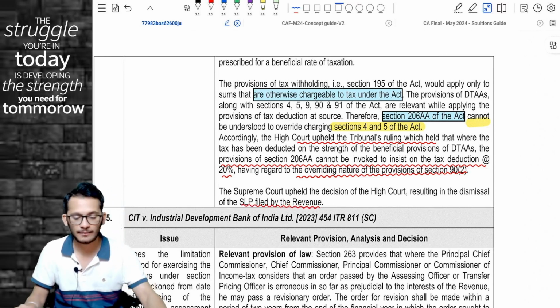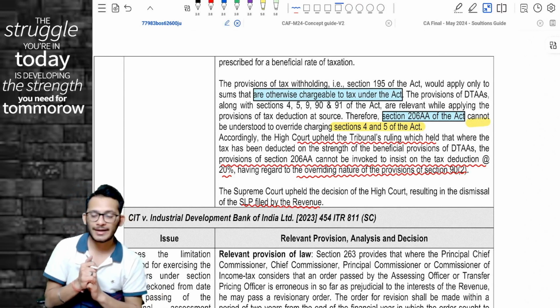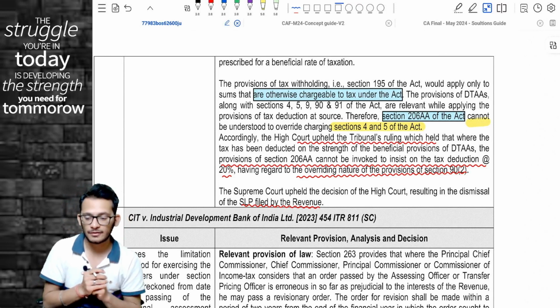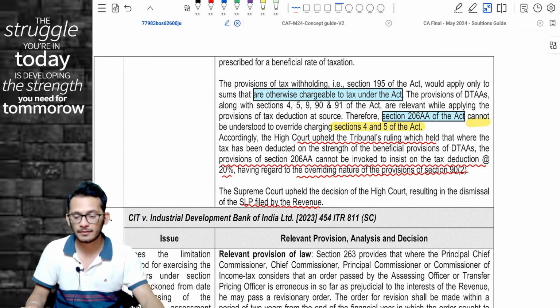So the court is coming and telling, boss, forget all those things. It doesn't matter, because the overriding provisions will not apply in case of 206AA. Facts are clear? Yes, yes, sweet.